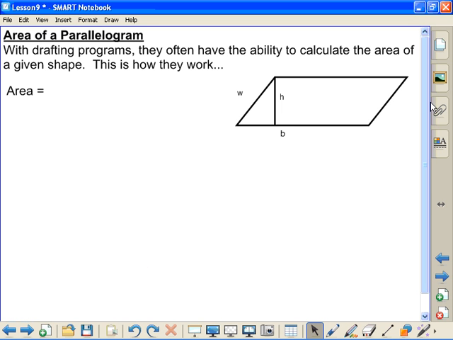Okay, here's one of the applications that are linked to your SketchUp programs or AutoCAD. When you create a building inside AutoCAD or a wall, how does it calculate the area? What it does is it takes the vector that you've created and applies our dot and cross product to calculating area. And this is how it works.